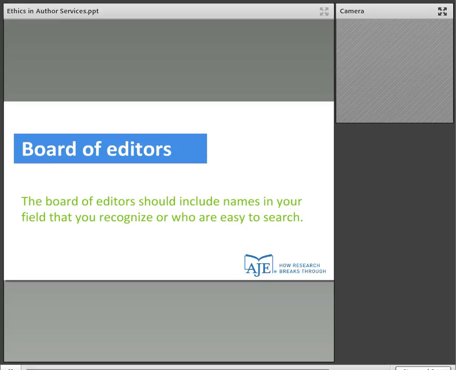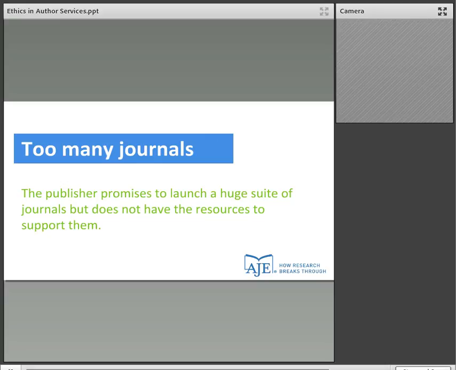But more than likely, you're going to know the names. You'll have seen them in other people's bibliographies and references. You'll be familiar with their work. So if the Board of Editors includes a number of names that are completely unknown to you, beware.